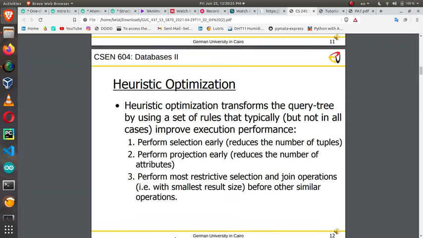So these are the three main rules of the heuristic based: perform a selection early to reduce the number of tuples, perform a projection early to reduce the number of attributes, to save memory and save time, perform most restrictive selection and join operations before other similar operations. All of these three rules intend to reduce the number of tuples, reduce the number of attributes, reduce the size of the data or the amount of data we are working on during our SQL query.